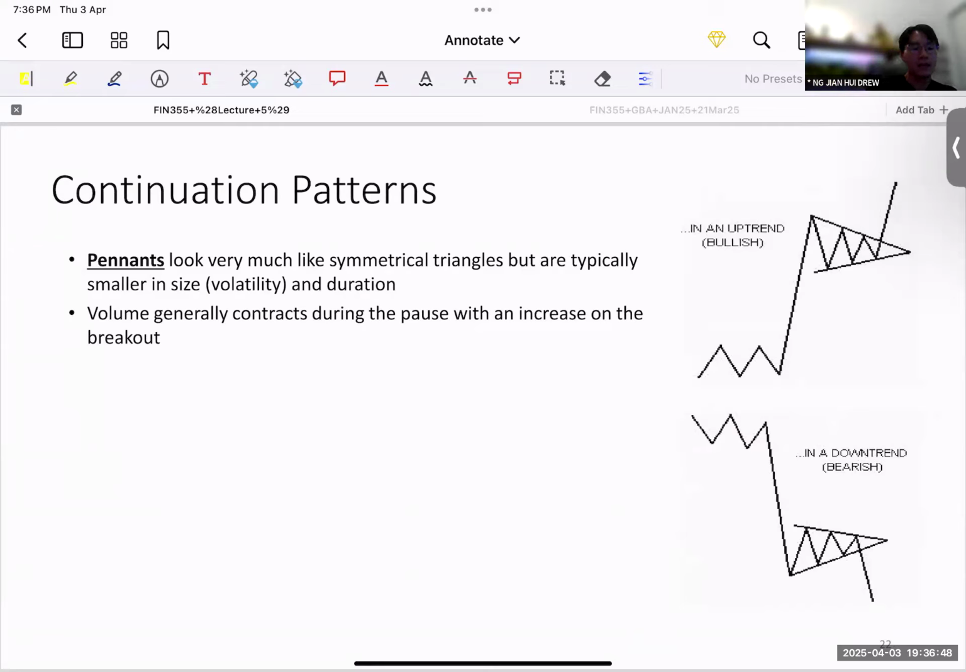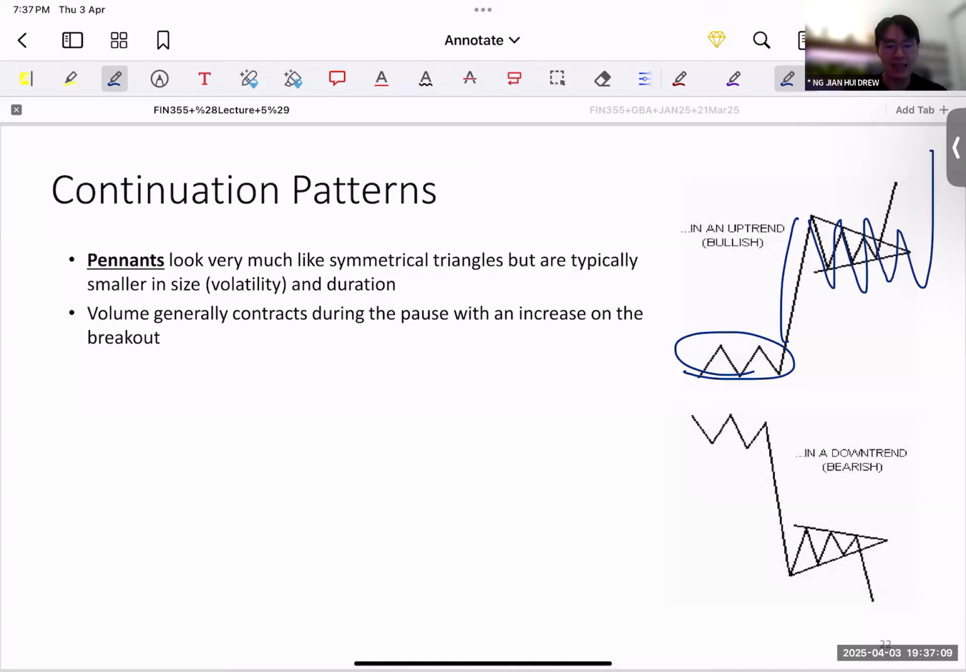Another pattern we can look at is the symmetrical triangle, where you start off with a low. For a bullish one, we look at a low that spikes upwards, but this time, instead of slanting down or slanting up like an ascending or descending triangle, we are just going symmetrical like this, and eventually it cuts up if it's bullish, and it cuts down if it's bearish.